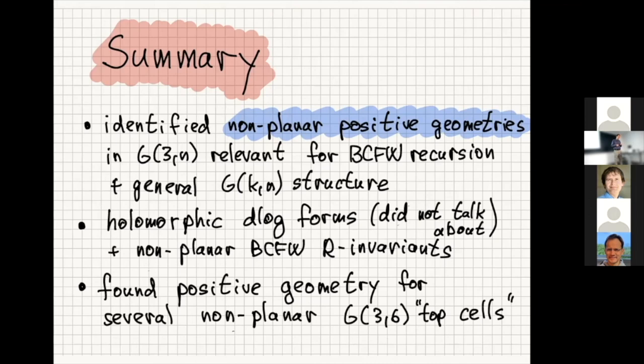Use some data for G36, but of course the question is for, let's say, G3n and general, what are these non-planar top cells? What is the combinatorics? Yeah, what is special about them? Can we describe them in the same way as the positive Grassmannian? It seems like that because in the positive Grassmannian there is just one plabic graph, and these guys are also plabic graphs, and they are very similar apart from this positivity.